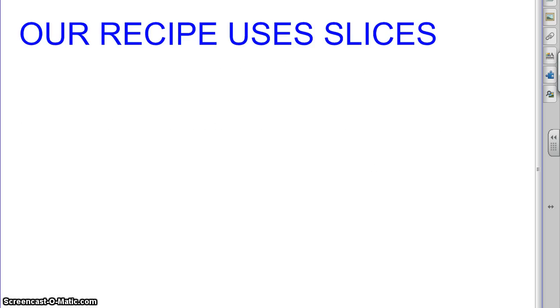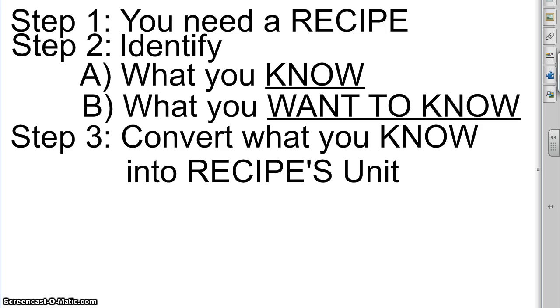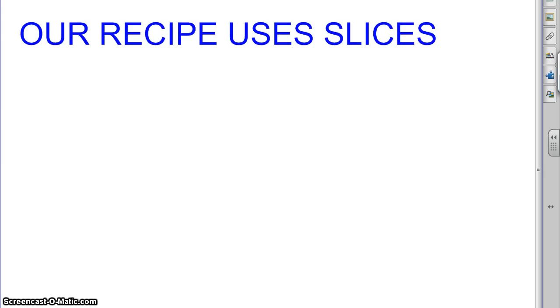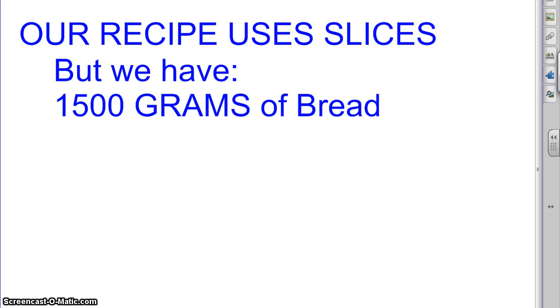Well, our recipe uses slices. I'll go back here a second. Step three, convert what you know into the recipe's unit. Our recipe uses slices. It's assumed we have slices of things. But we don't have slices, we have grams. We have 1,500 grams of slices.